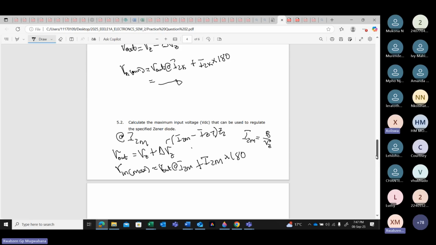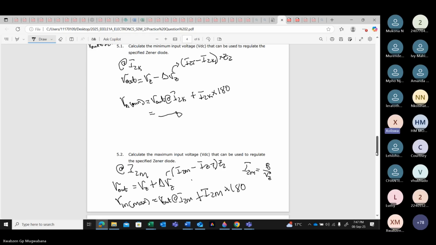Yes, sir. If we are required to find the maximum value of RL, let's say they didn't give us RL, the R limiter, how are we supposed to calculate that one? Let's say they will just give us V in, and then they ask us to calculate the maximum value of RL.